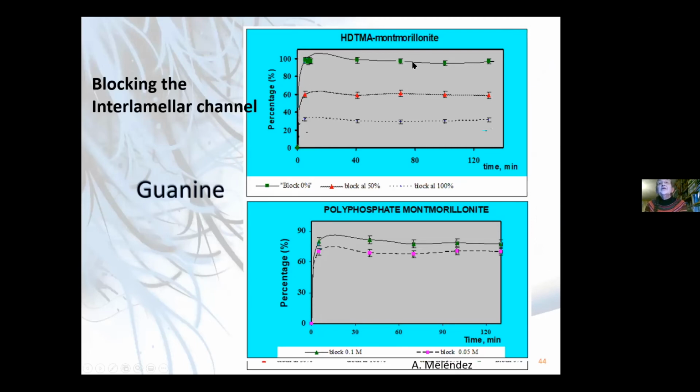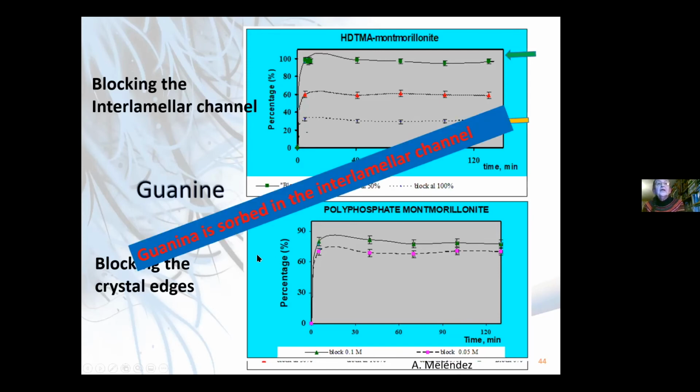This figure represents the untreated clay, which is almost 100%. But if we use the clay treated to block the interlamellar channel, we have these results. There is a notable decrease in the absorption. If we do the experiments with the phosphate-treated clay blocking the crystal edges, there is no modification in the absorption. So with this, we can conclude that guanine is sorbed in the interlamellar channel.